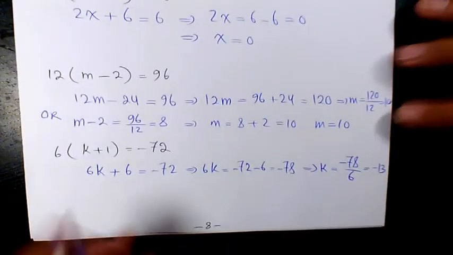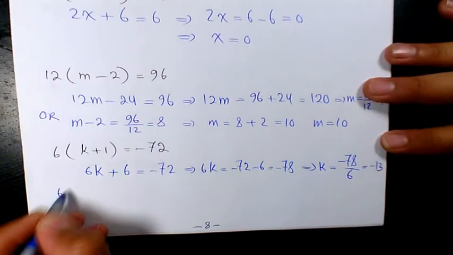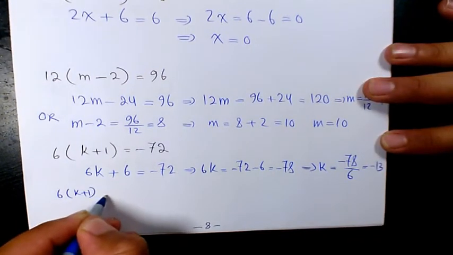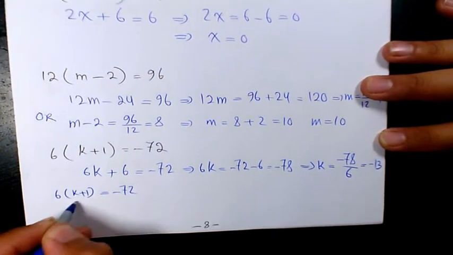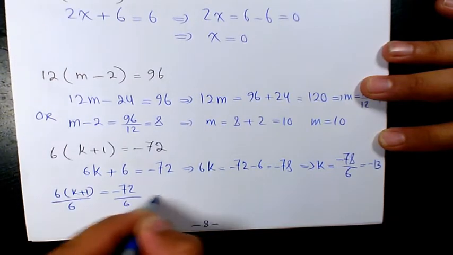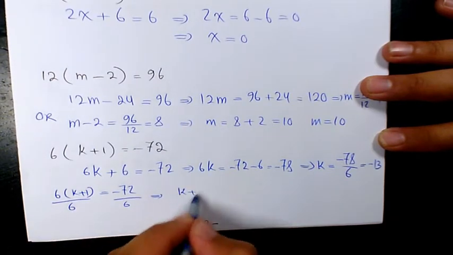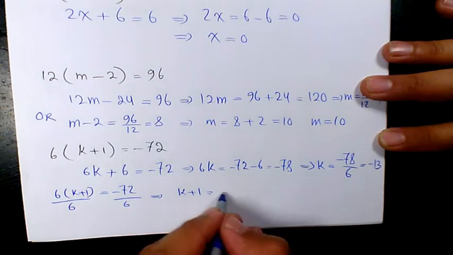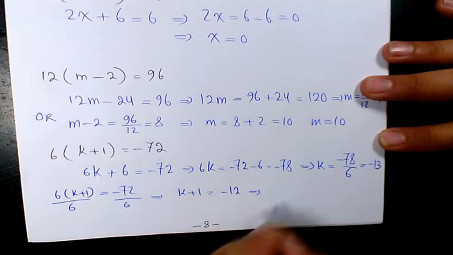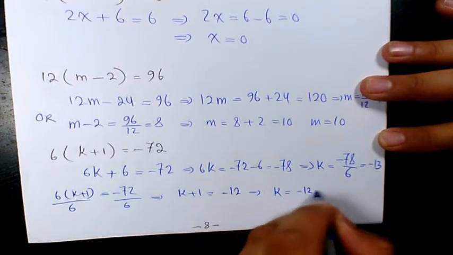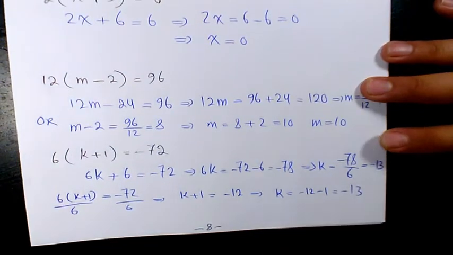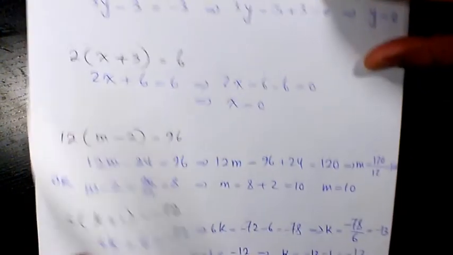Or you can say 6 times k plus 1 equals negative 72. I need to divide both sides by 6. So it's going to be k plus 1 equals negative 72 divided by 6, which is going to be negative 12. So k will be negative 12 minus 1, which is going to be negative 13. So k will be equal to negative 13.